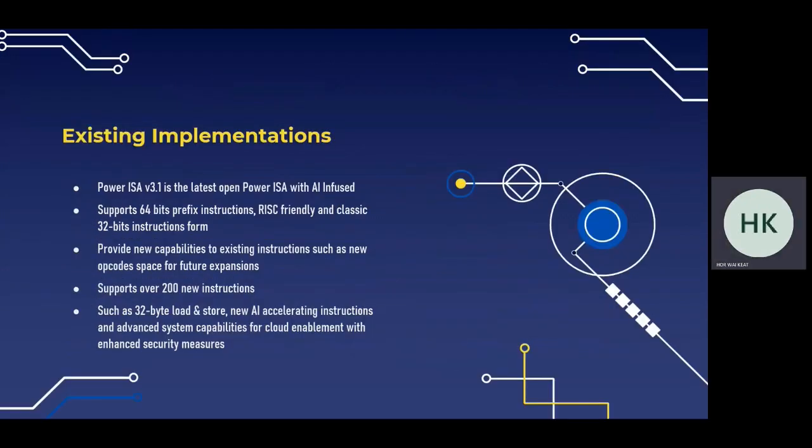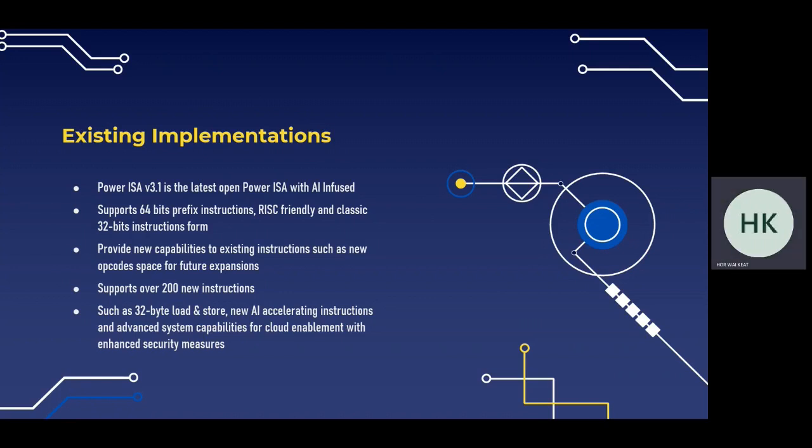automation. For existing implementations, Power ISA version 3.1 is the latest Open Power ISA with AI infused. In this generation of processor, it supports 64 bits prefix instructions, is RISC-friendly, and it also supports classic 32 bits instructions form.